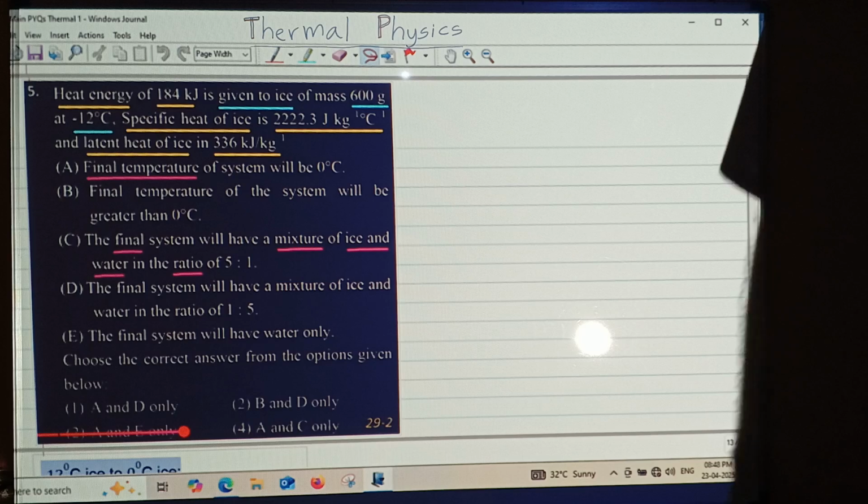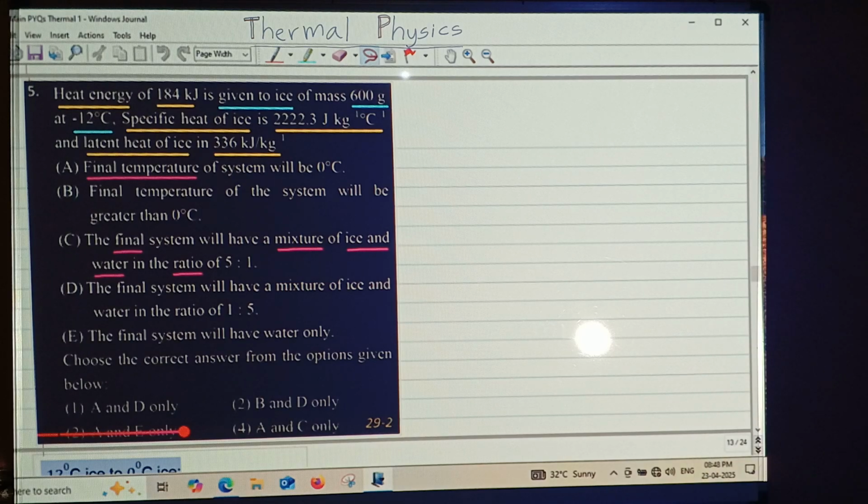So this is the question. You can read it. Heat energy of 184 kilojoules is given to ice of mass 600 grams at minus 12 degrees Celsius. Specific heat of ice is 2222.3 joule per kg per Celsius degree, and latent heat of ice is 336 kilojoule per kg.